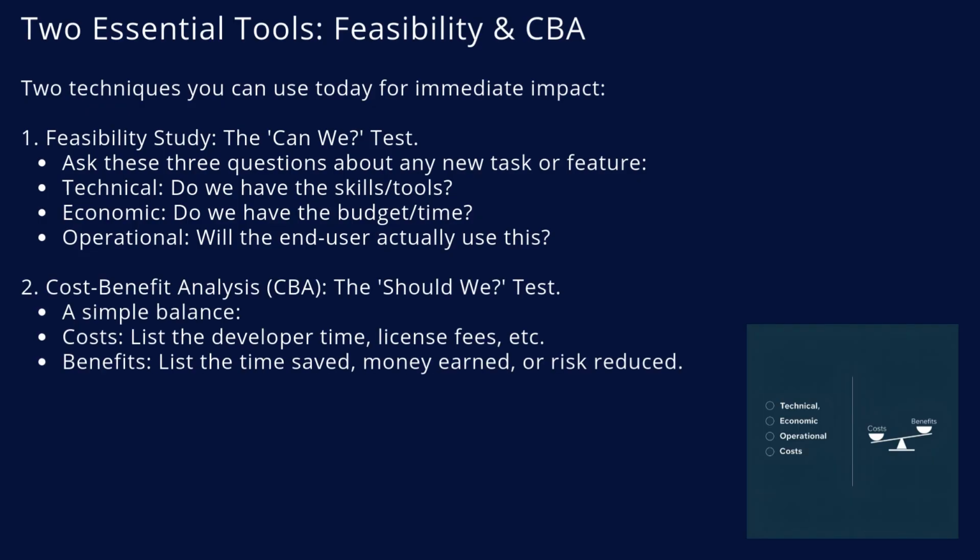Second, the cost-benefit analysis, or CBA. This is your "should we" test. It's a simple balance. On one side, list the costs, like your developer time or license fees. On the other, list the benefits, like time saved for the sales team, or risk reduced. If the benefits are bigger than the costs, you have your justification.